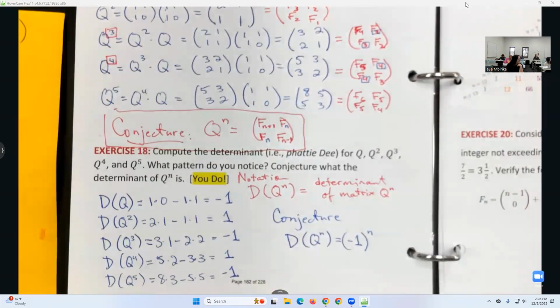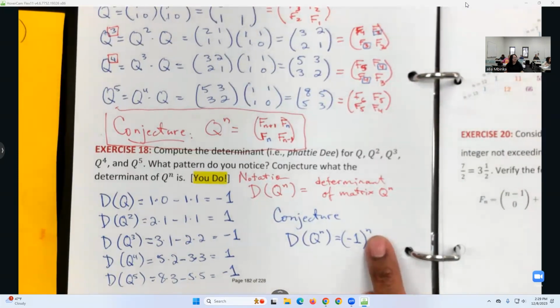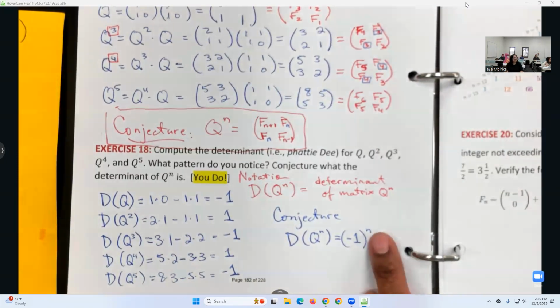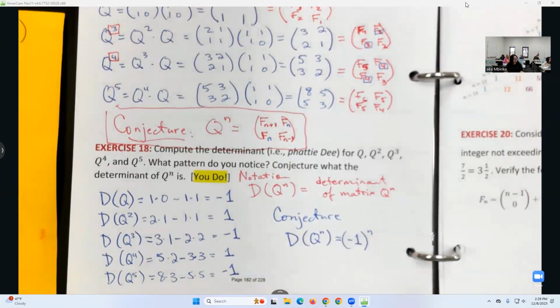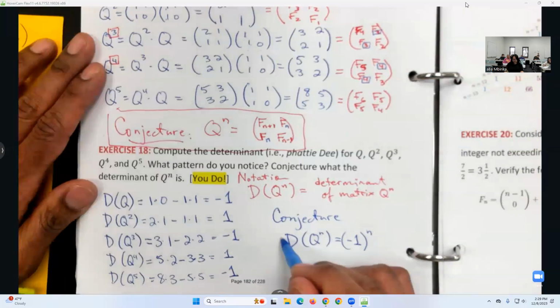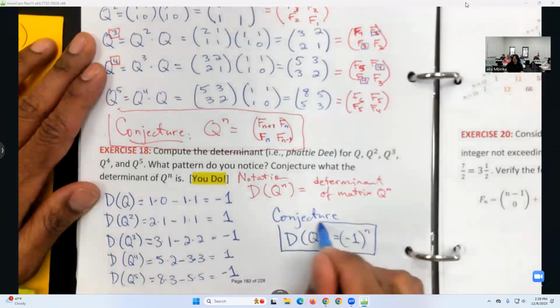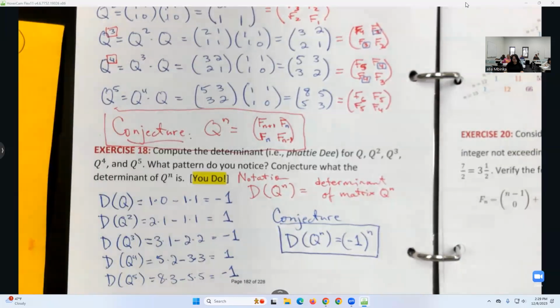When n is an even number, what is -1 to the n? What is -1 to an even power? +1. What about when I take an odd exponent? This one works. This isn't the best and only answer, but this is an answer, and we're fine with an answer. So this is the conjecture. It works. And this is a fast way to compute the determinant of the matrix Q to the n.